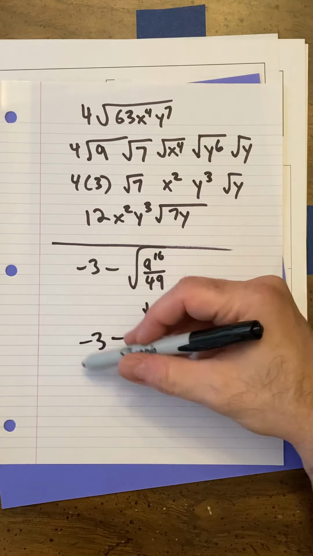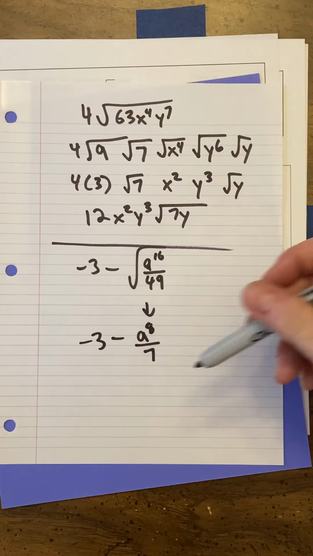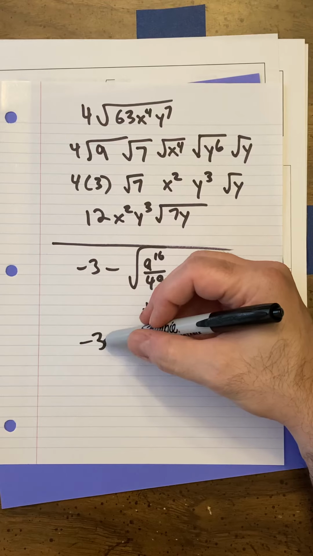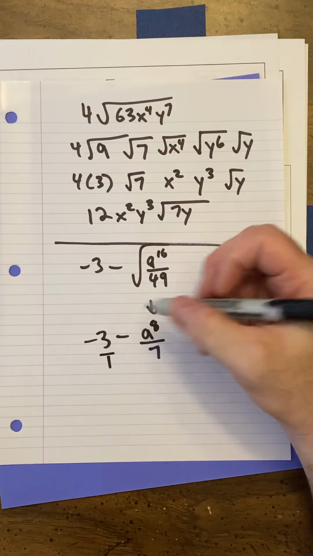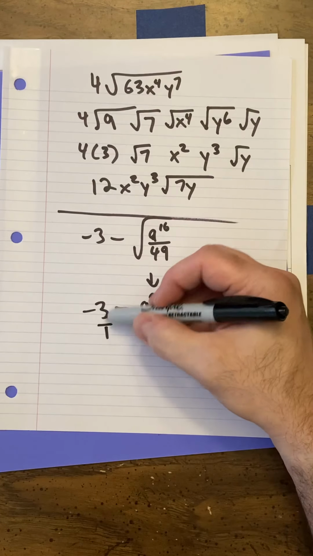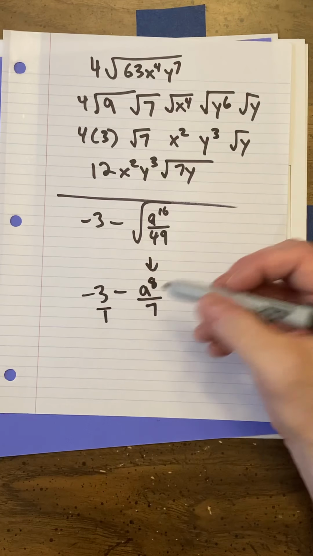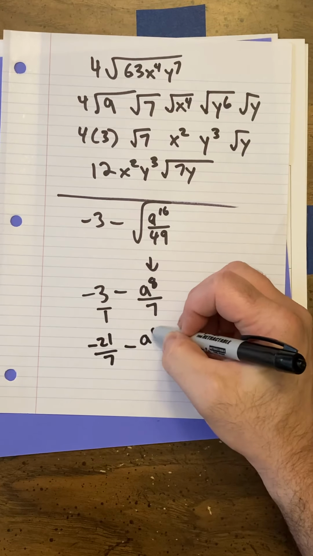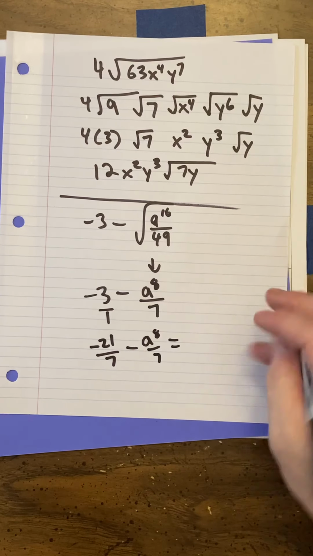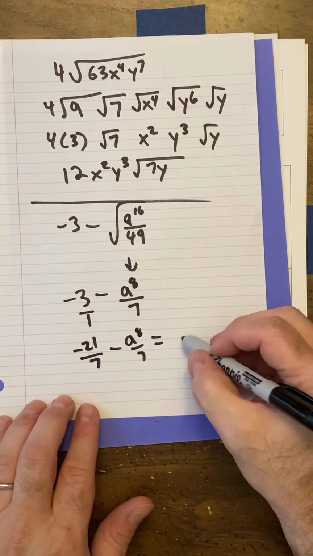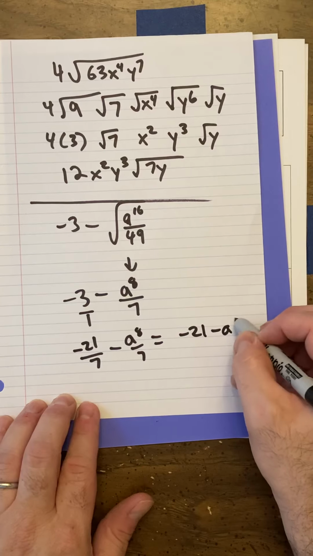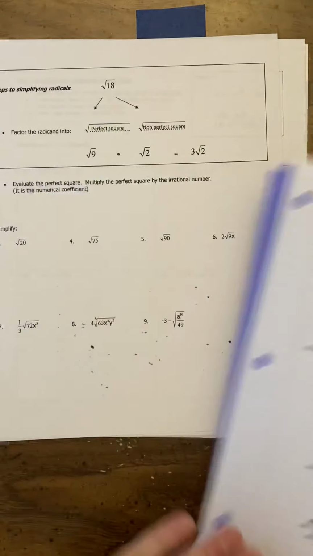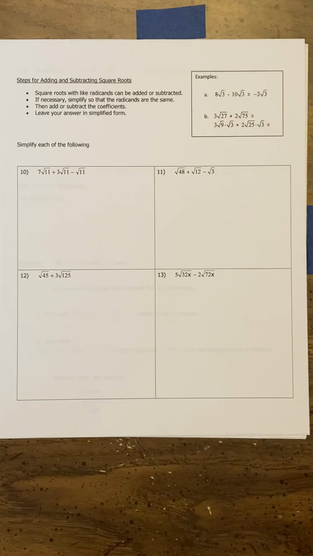Now, if you want to get this as one fraction, we're going to need a common denominator. A common denominator would be 7. So this number right here, I'll put it over 1. And then I'll multiply the numerator and denominator by 7 to get a common denominator of 7. So that's going to give me negative 21 over 7 minus a to the 8th over 7, which gives me a final combined answer of negative 21 minus a to the 8th over 7. Okay? All right, let's move on.